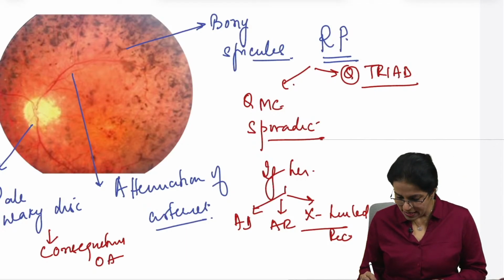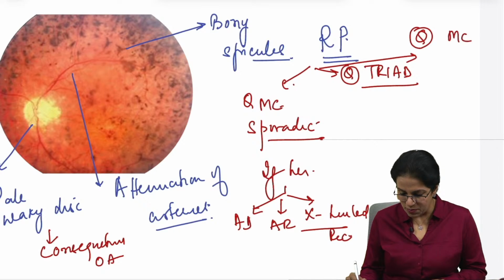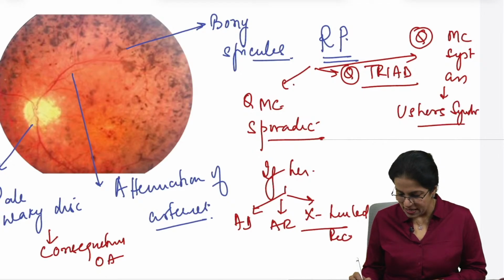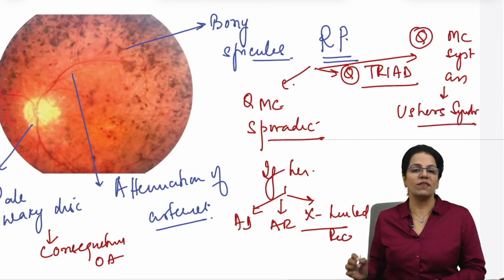The next important thing they have asked is the most common systemic association. What will you answer? It is Usher's syndrome. What is Usher's? It is retinitis pigmentosa with deafness. Usher's syndrome is RP with deafness.